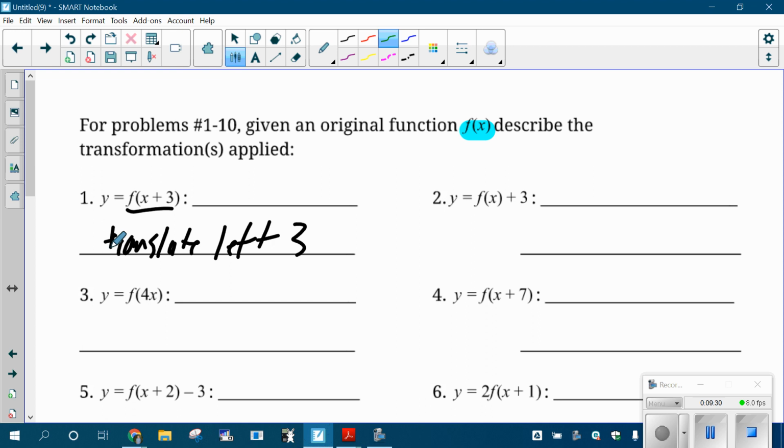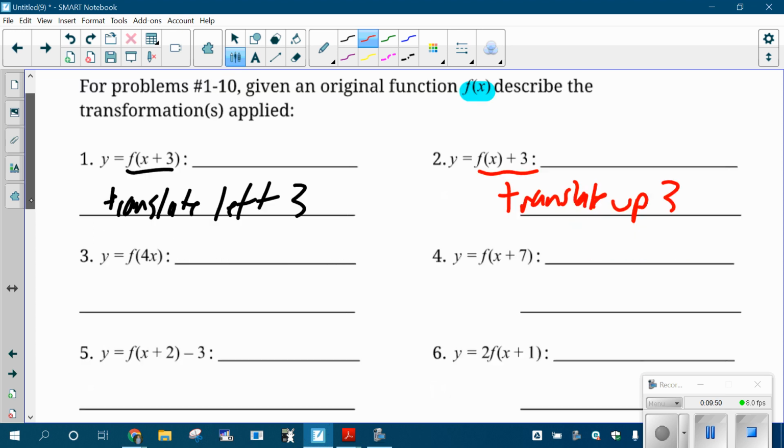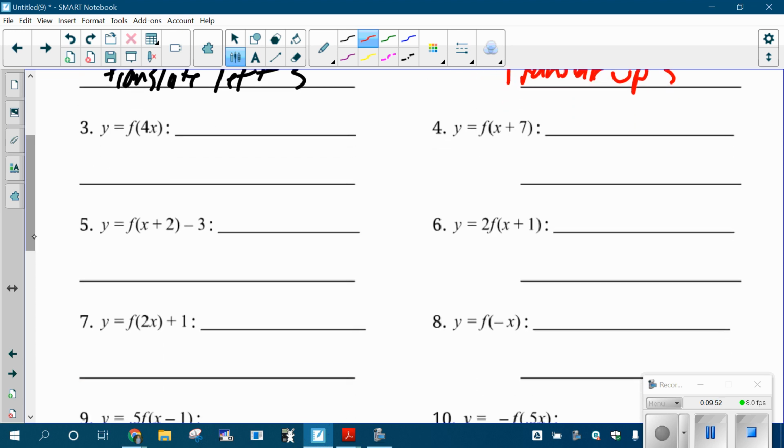Okay, let's do this one. I have a +3, so it's going to be a shift, a translation. It's on the outside, so it's going to be a vertical translation. It's +3. Vertical transformations work normal, so +3 is just up 3. And I should say shift or translate up 3. Okay. I'll do 2 more with you.